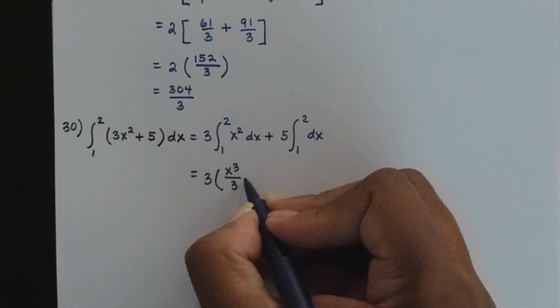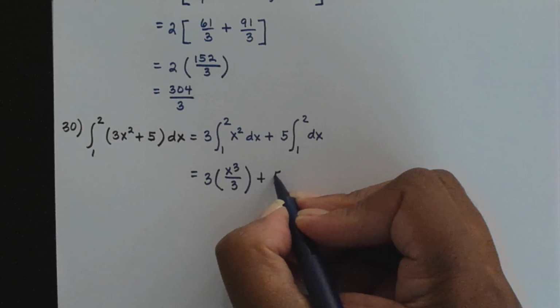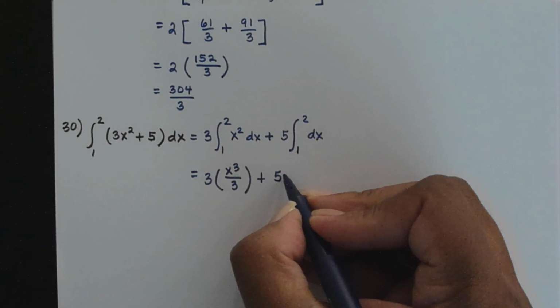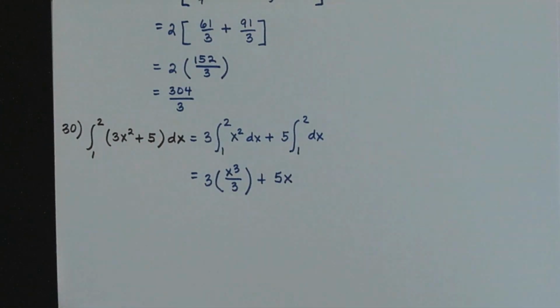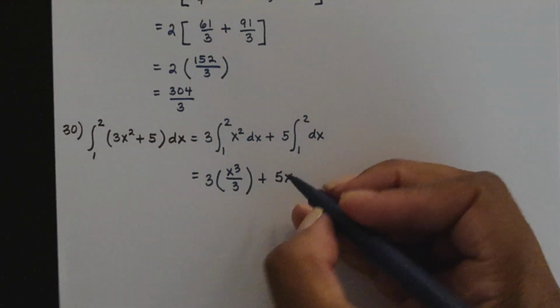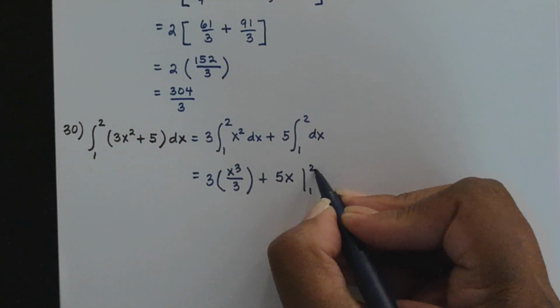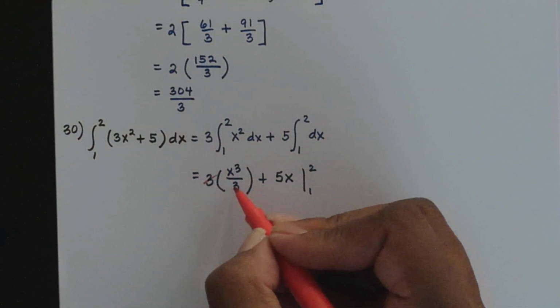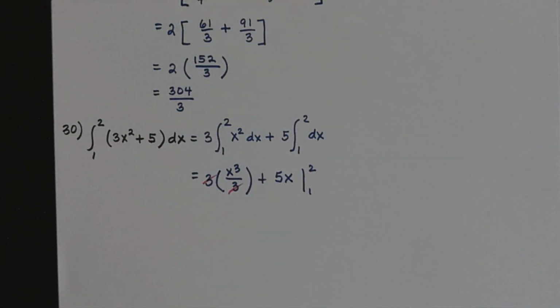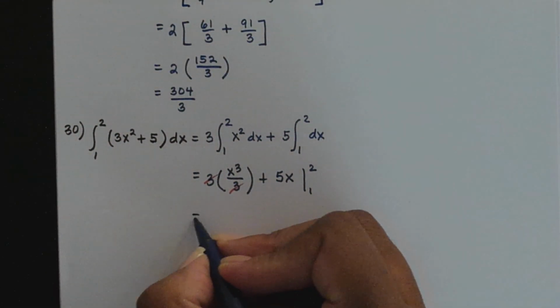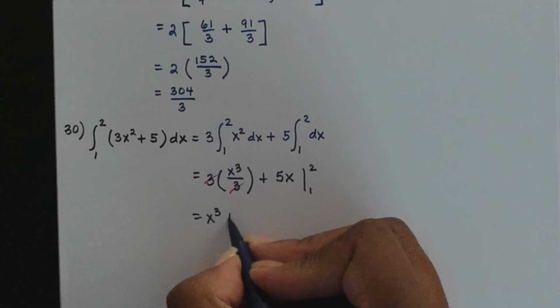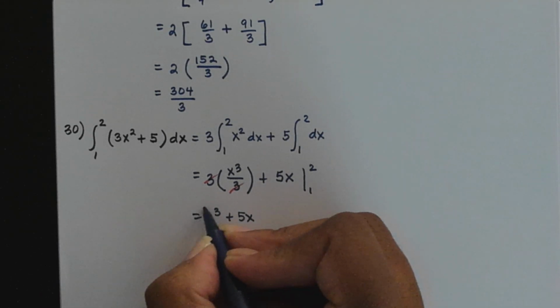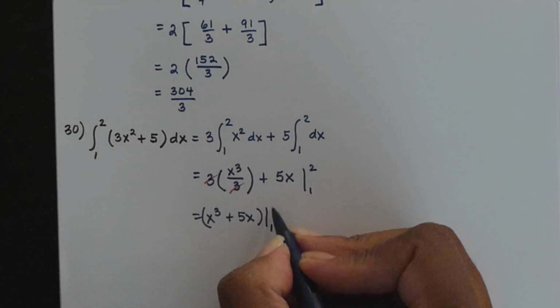x cubed over 3. And then 5 times the integral of dx will be just x. So it'll be 5x. And all of this will go from 1 to 2. And here these 3's divide out. We'll be left with the integral of x cubed plus 5x. And this will go from 1 to 2.